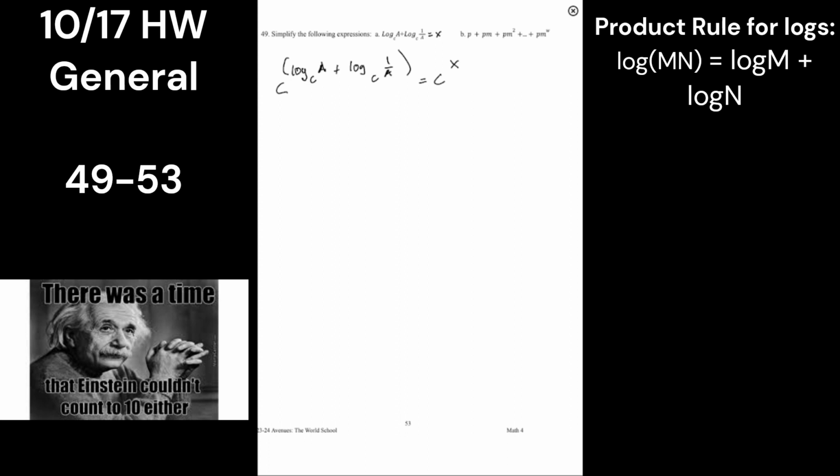Now this also equals c to the log base c of a times c to the log base c of 1 over a, equals c to the x. And this is just how, whenever there's an addition in the exponents, you can split it like this. This cancels. This cancels. So a times 1 over a equals c to the x.